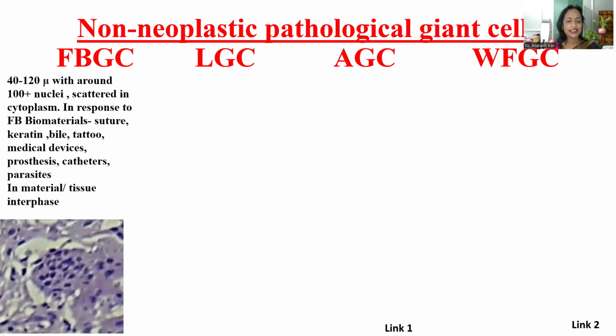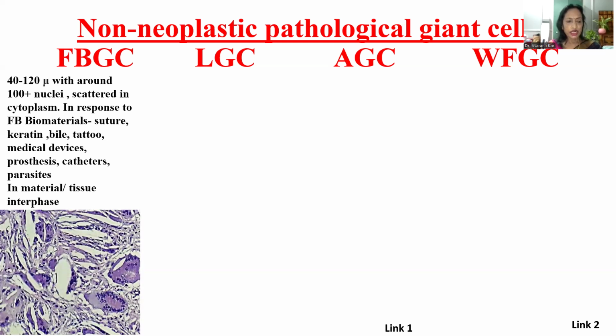Coming to the foreign body giant cells, these are large cells of around 40 to 120 micron in diameter, having 100 nuclei present diffusely throughout the cytoplasm. These are mostly found in response to foreign body biomaterials like suture, keratin, bile, tattoo material, medical devices like prostheses, catheters, parasites, and their purpose is to degrade or destroy these foreign materials. And the location of these cells is in the junction between material and tissue, or the tissue-material interface.